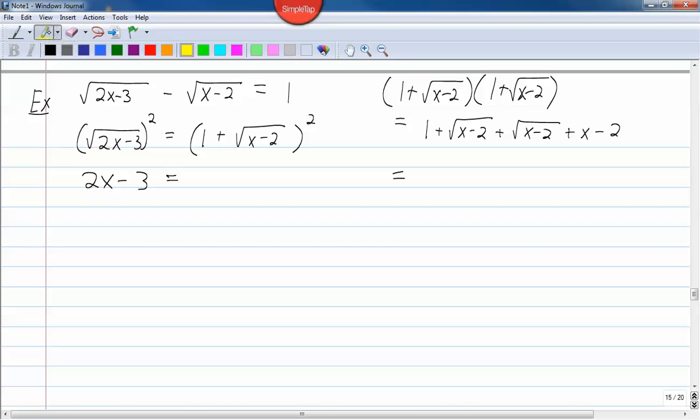Now, we do have like terms. This and this is a like term, and this and this is a like term. So 1 minus 2, that's negative 1. Then I'm going to put this term next, plus x. Now I'm going to put these two terms together. We have one of these and one of these, so that's going to be plus 2 of them. So 2 square root of x minus 2.